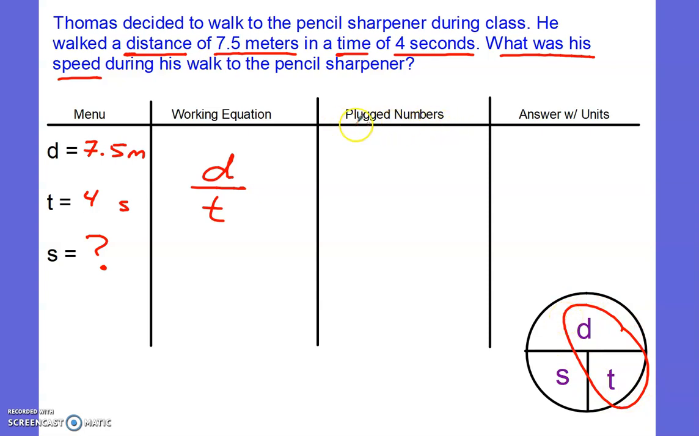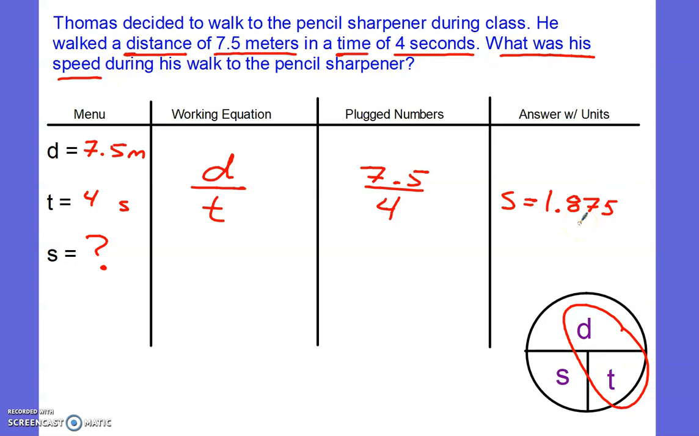The next thing we do is we show what numbers we're putting into our calculator. Instead of the letter D, we're going to put the number 7.5. Instead of the letter T, we're going to put the number 4. So now in my calculator, I type in 7.5 divided by 4. And I get my answer for the speed. And it comes out to be 1.875.